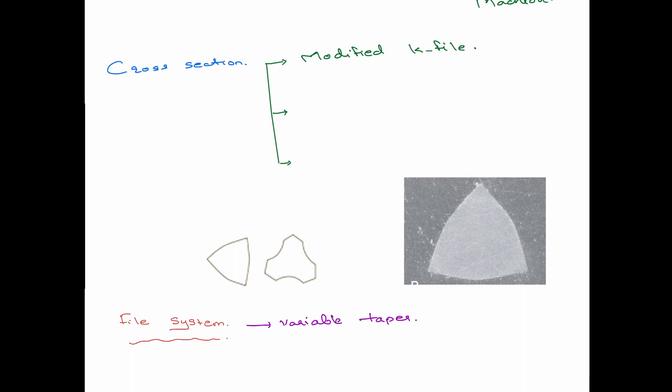So it's a modified K file with a convex triangular cross section, and there is no radial land. Understandable. See, this is the no radial land, isn't it? And convex triangular, convex in nature. But if you go on to the different file systems, there are shaping files and finishing files. The finishing files are F1, F2, F3, F4, F5.